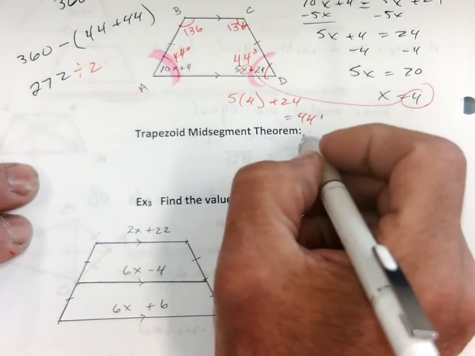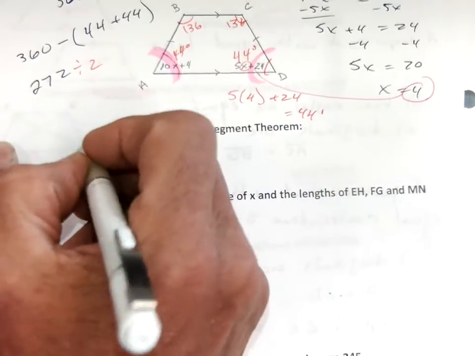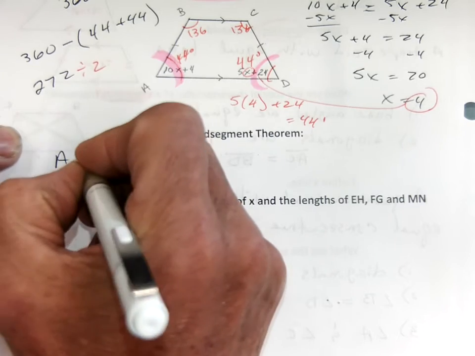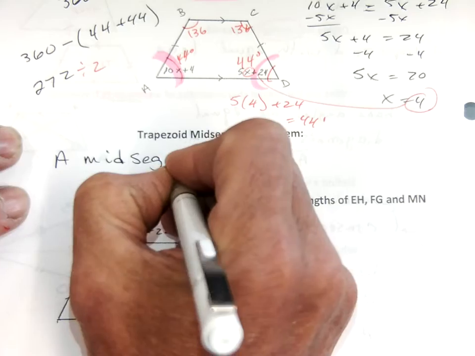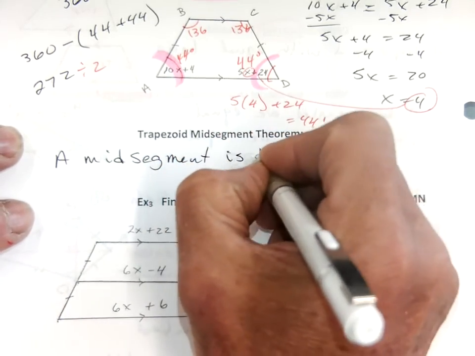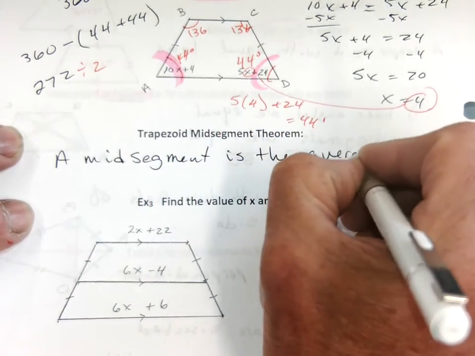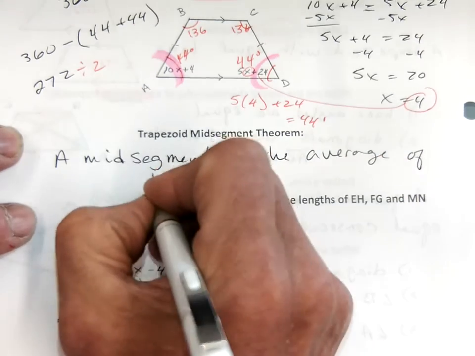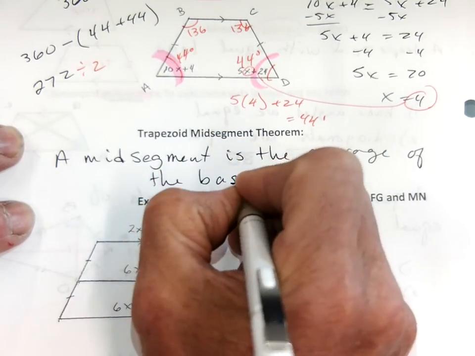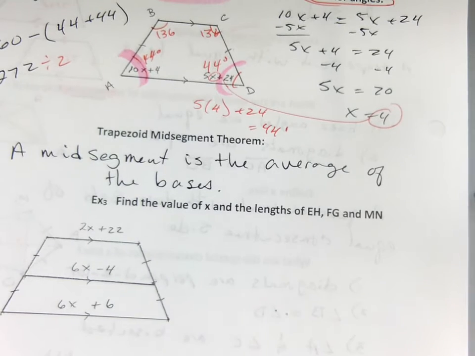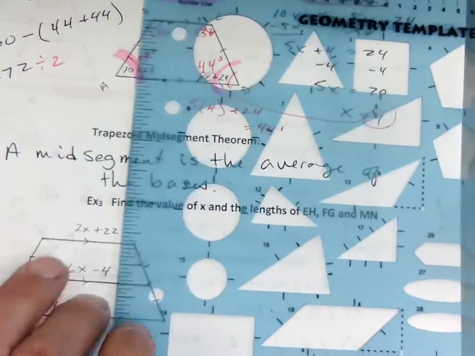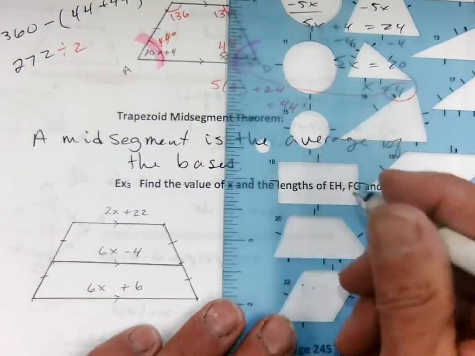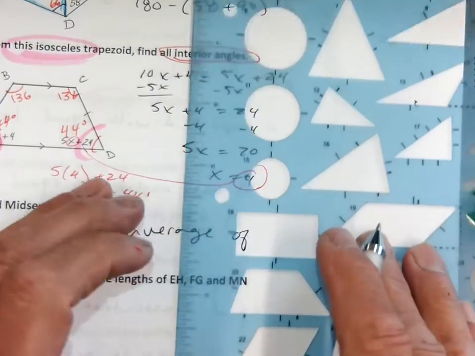Trapezoid mid-segment, okay? A mid-segment is the average of the bases. Let me give you a picture. Just draw a picture. It could be any trapezoid. It doesn't really matter. It doesn't have to be an isosceles. Let me just draw any old trapezoid here, right here.